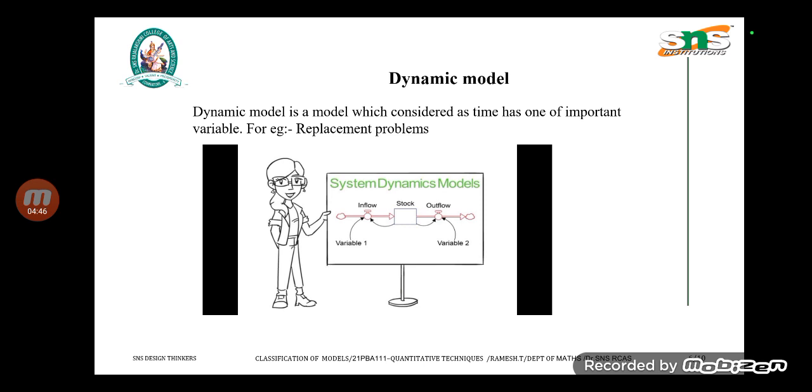The next one is the dynamic model. A dynamic model is a model which considers time as one of the important variables. An example is the replacement problem. In this replacement problem, suppose you purchase any new item, first we ask what the warranty is, what the period of the warranty is. So the period is involved, and therefore time is also there. Therefore it is called a dynamic model.